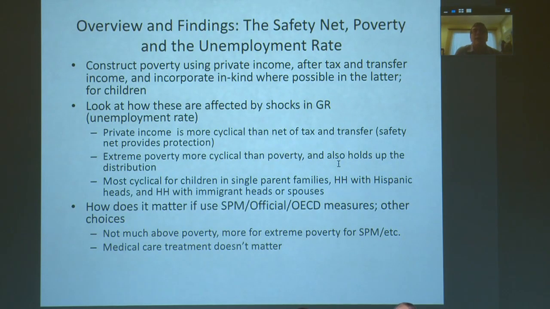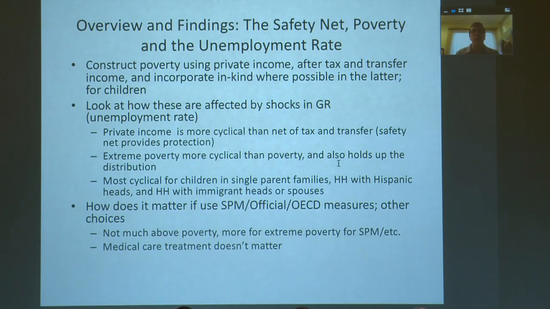When thinking about poverty, we compare poverty using private income with something that goes partway to the new supplemental poverty measure, a measure of poverty that uses after tax and transfer income and incorporates in-kind where it's possible for children, and compare these two measures of income to the regular poverty thresholds in the official poverty rate, and see how these are affected by shocks in the Great Recession.